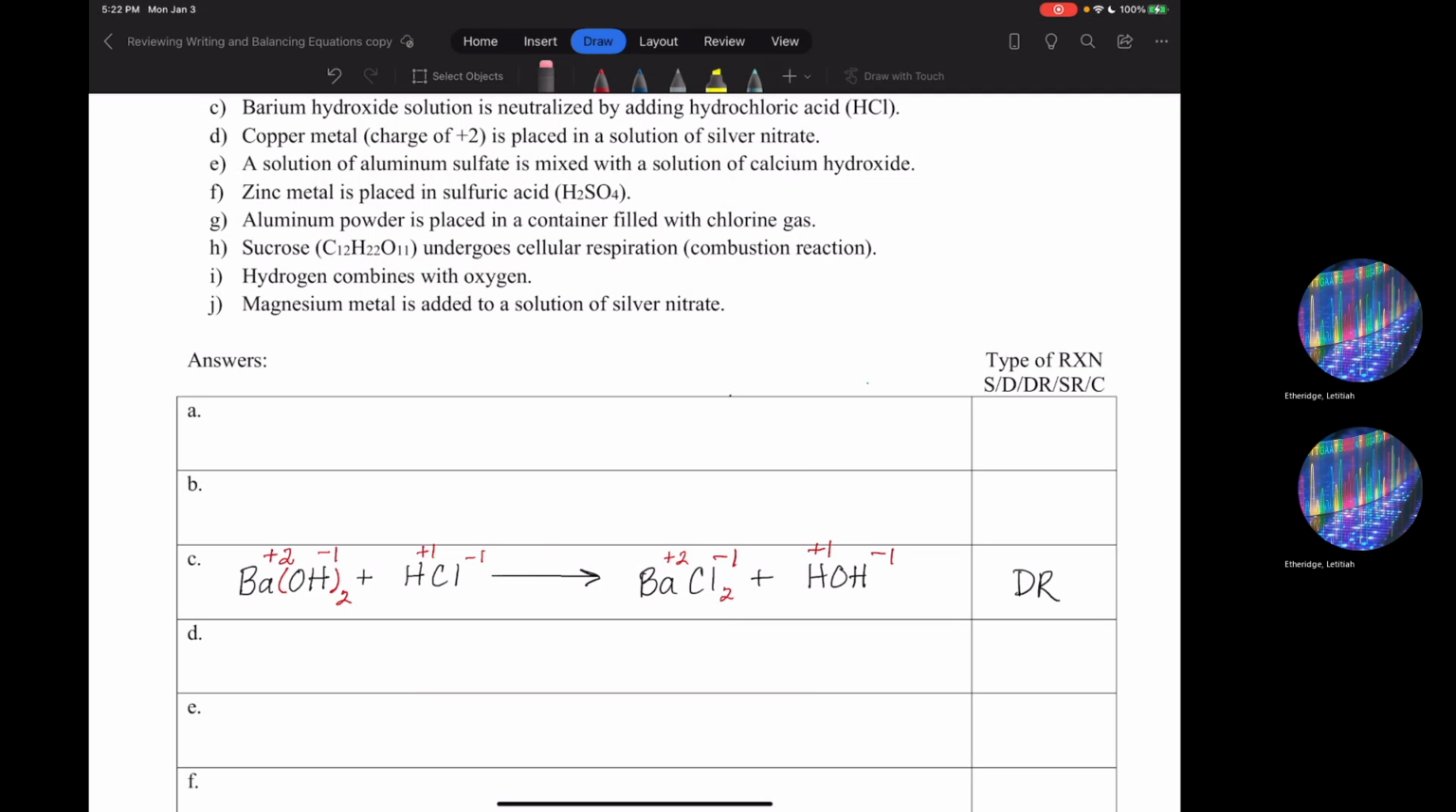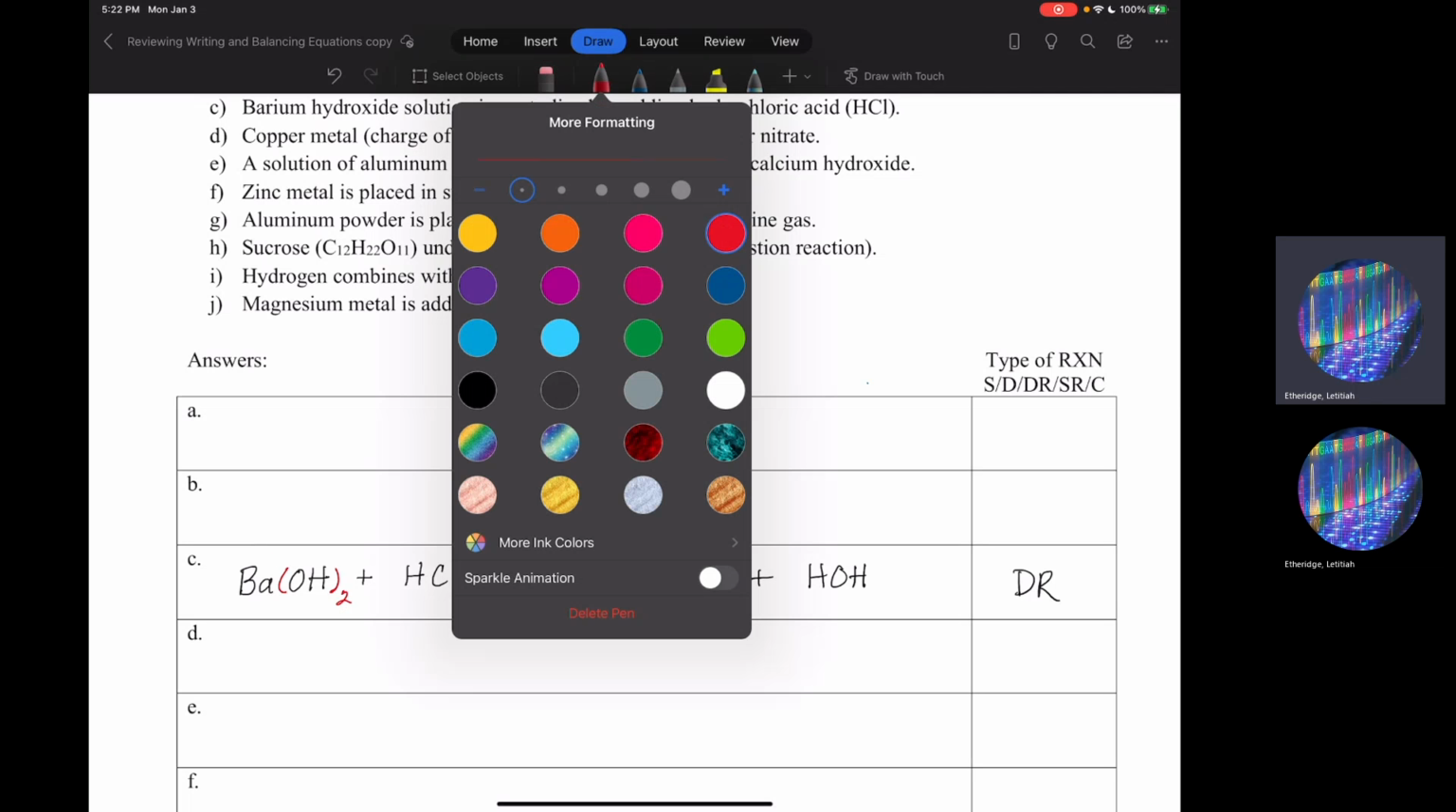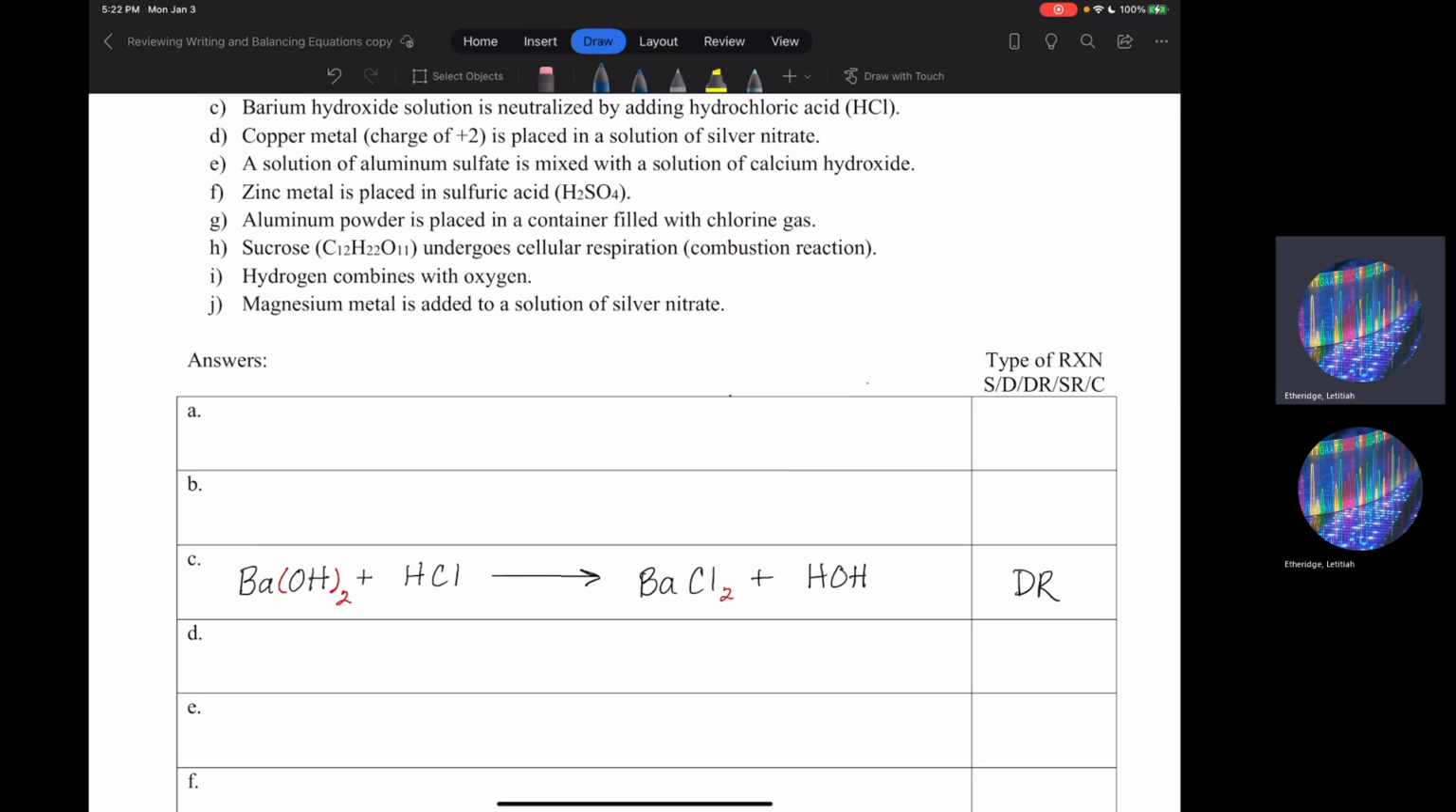All right. So what I'm going to do now is I'm going to get rid of these charges because I don't need them anymore. And then let's go through the rest of the equation. Okay. So now we have our equation that is written properly. And now we need to balance that equation. Right. So let's do it. Let's take a look at our problem children. Our problem children right now are going to be hydroxide and chlorine.